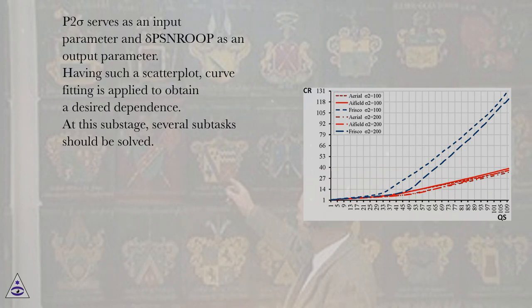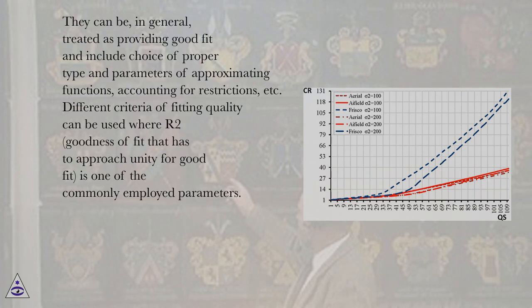At this substage, several subtasks should be solved. They can be, in general, treated as providing a good fit and include the choice of proper type and parameters of approximating functions, accounting for restrictions, etc. Different criteria of fitting quality can be used, where R2, the goodness of fit that has to approach unity for a good fit, is one of the commonly employed parameters.